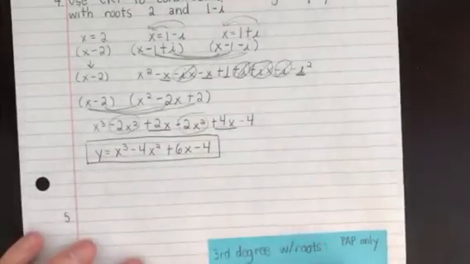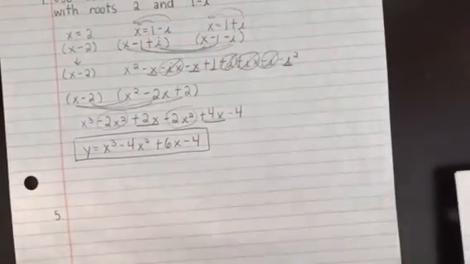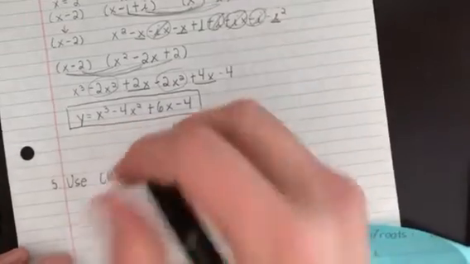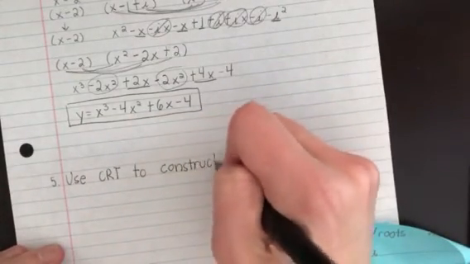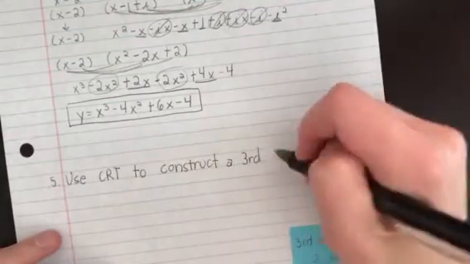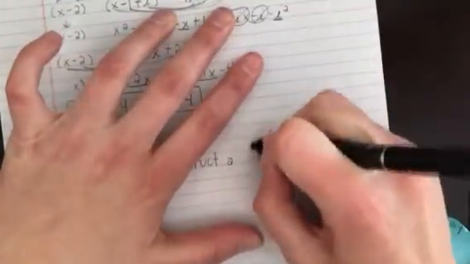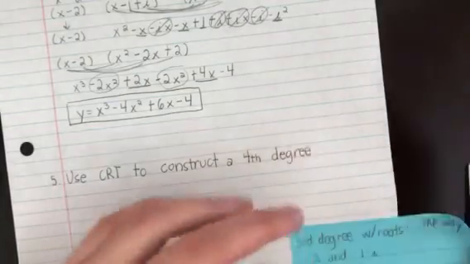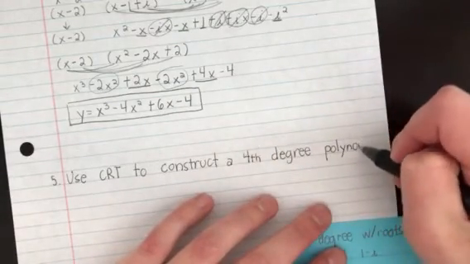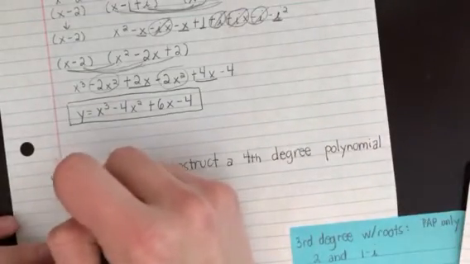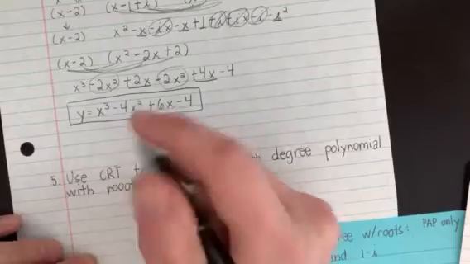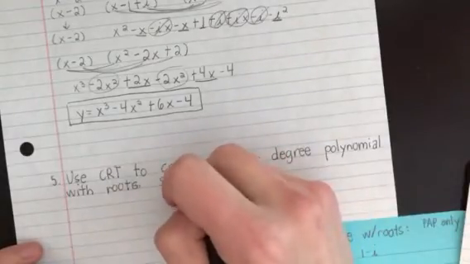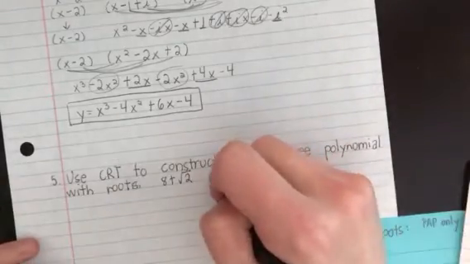I do have one more example for you. I want you to use CRT to construct a third degree, no, let's make it more fun, fourth degree polynomial with roots 8 plus square root of 2 and 5i.